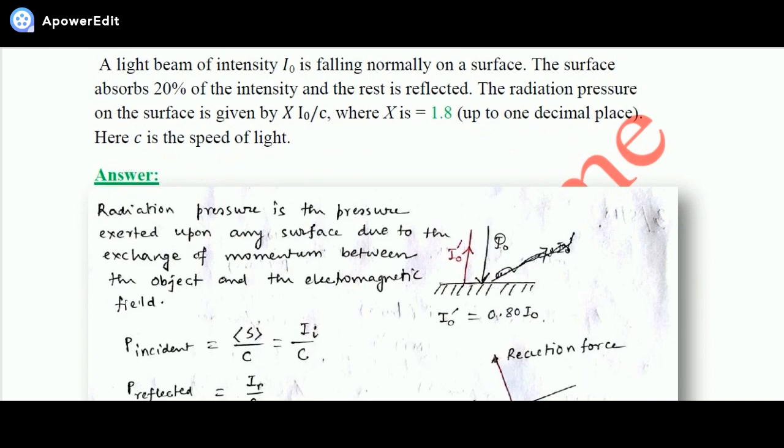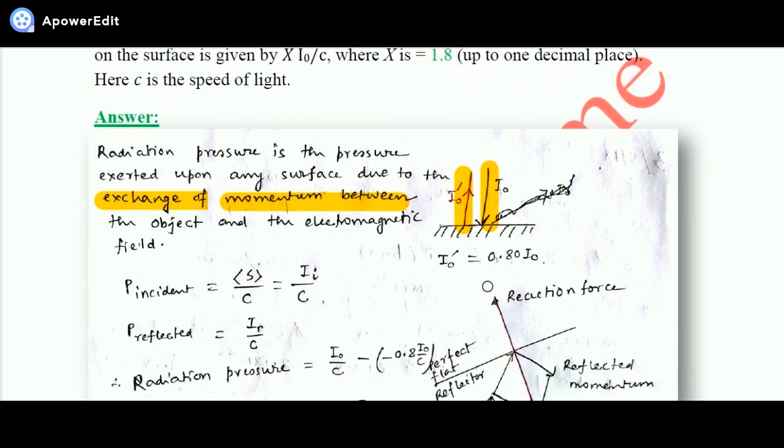So as you can see, a light beam of intensity I0 is incident on the surface normally, so it should reflect in the same path because it's normal incidence. To distinguish, I have shown it separately. Radiation pressure is the pressure exerted upon any surface due to the exchange of momentum between the object and the electromagnetic field. So 20% is absorbed, so 80% is reflected. This reflected intensity I0 prime equals 0.8 into I0.